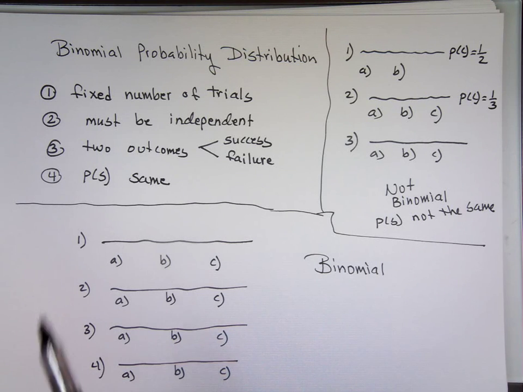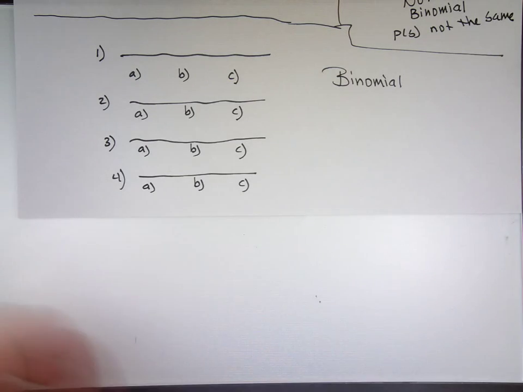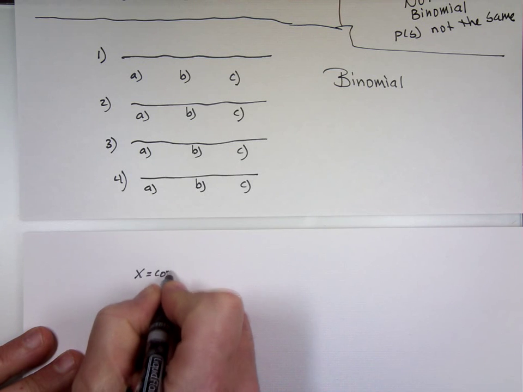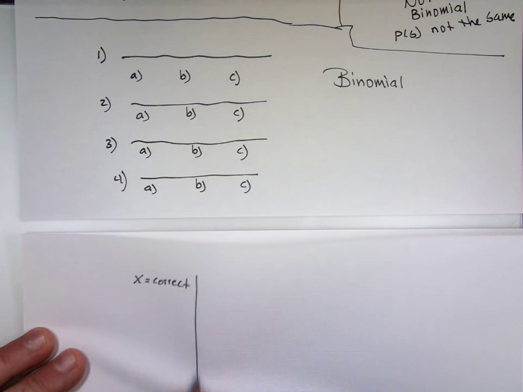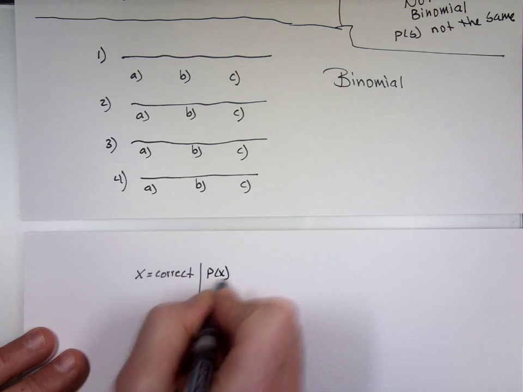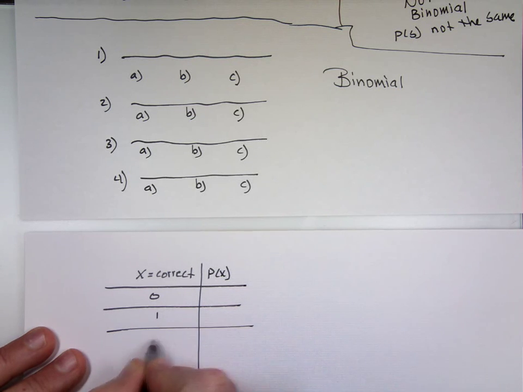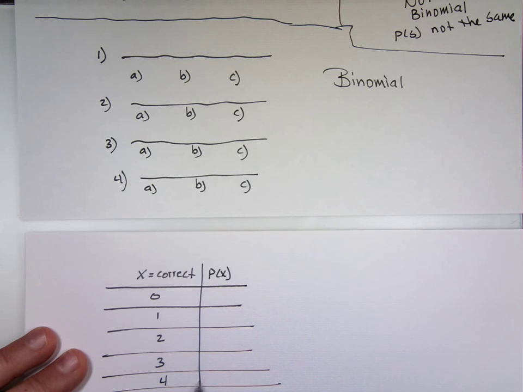If you want to make a probability distribution table, you've got to do what we did last time. Figure out how many ways you can have one correct answer, two correct answers, three correct answers. To create a probability distribution table out of this problem, X is the number of correct answers, and the probability of X. You can have 0 correct on that test, 1, 2, 3 and 4. That's all the possible outcomes. You could never have more than 4 correct answers.